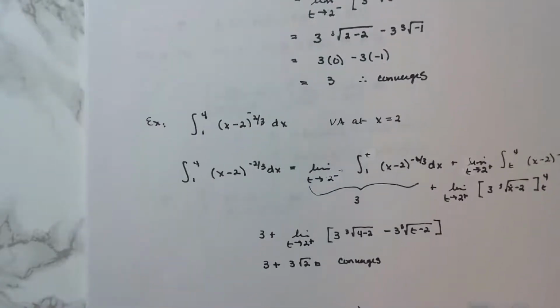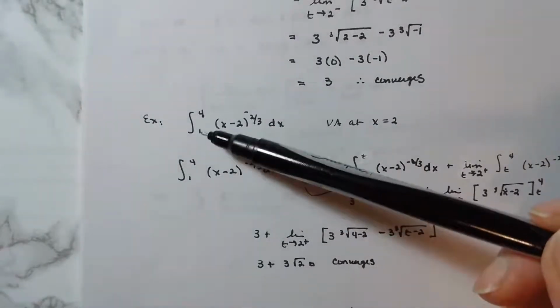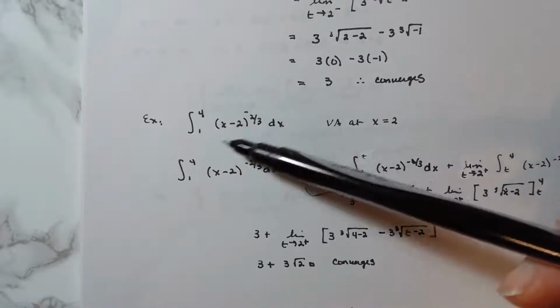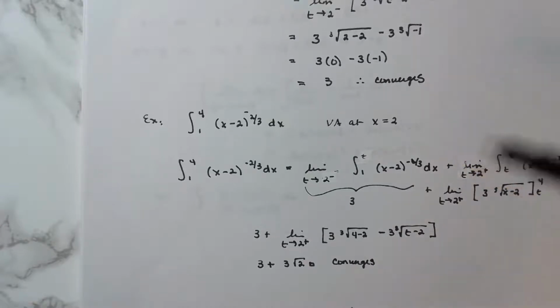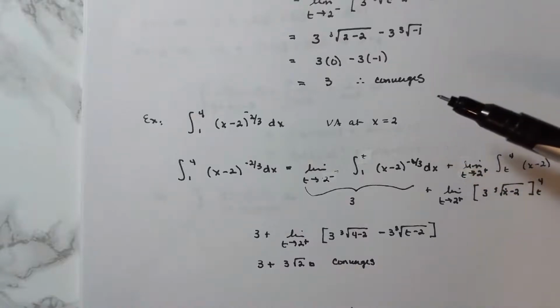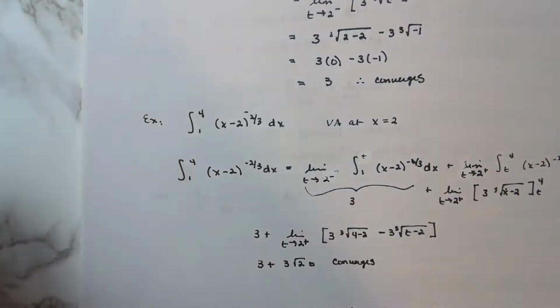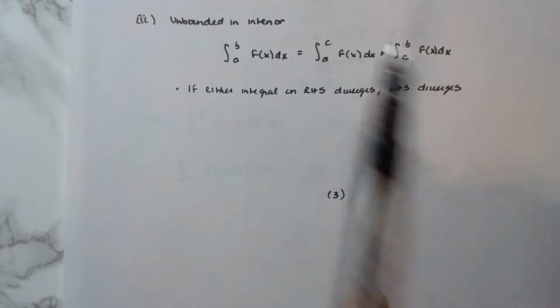Here's the same function, but my limits of integration are different. The left endpoint is fine, the right endpoint is fine, but there's something in between, right? Namely, x is equal to 2. So this is an interior point that's causing a problem here. So what I have to do is break it up according to that third rule, which is here, okay? I have to break this up into the sum of two integrals.